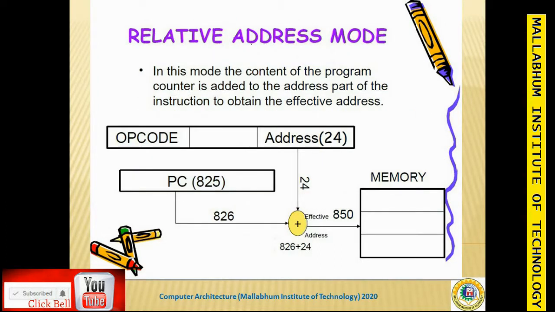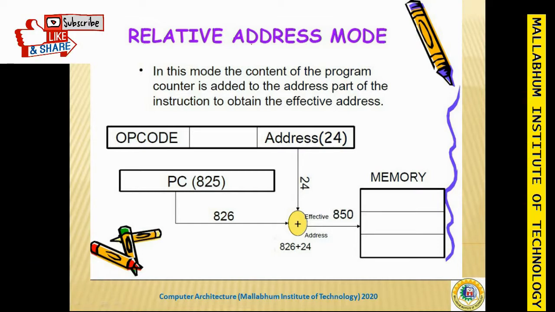Relative addressing mode. In this mode, the effective address is obtained by adding the content of the program counter register to the address part of the instruction. The instruction specifies the memory address of the operand as a relative position of the current instruction address. Generally, this mode is used to specify the branch address in branch instructions, provided the branch address is nearer to the instruction. In this addressing mode, the content of the program counter is added to the address part of the instruction to obtain the effective address.